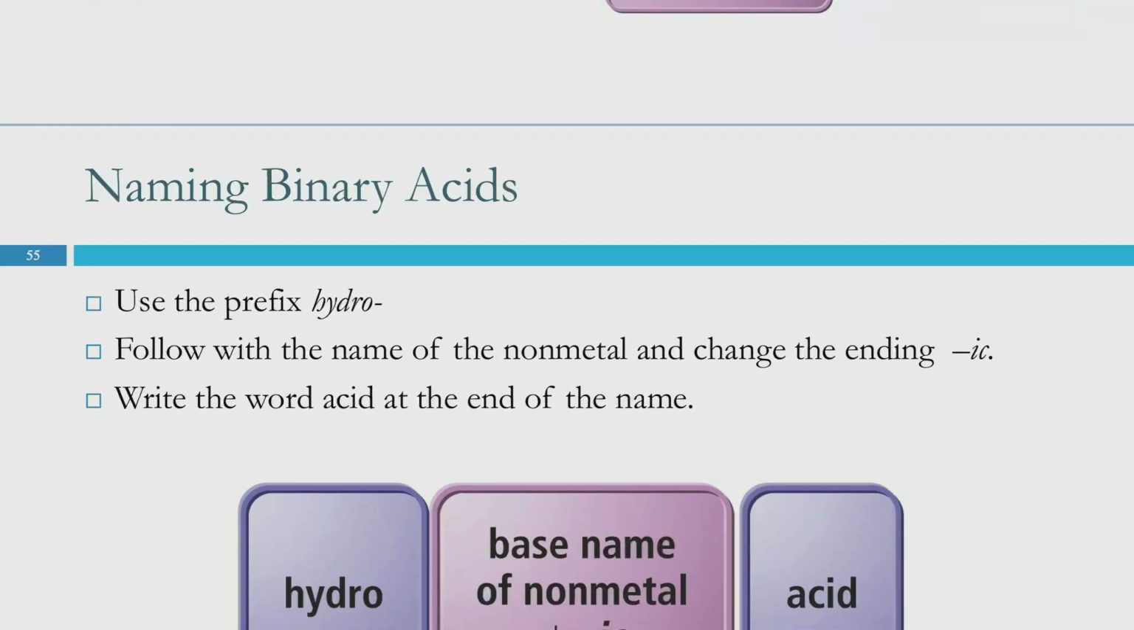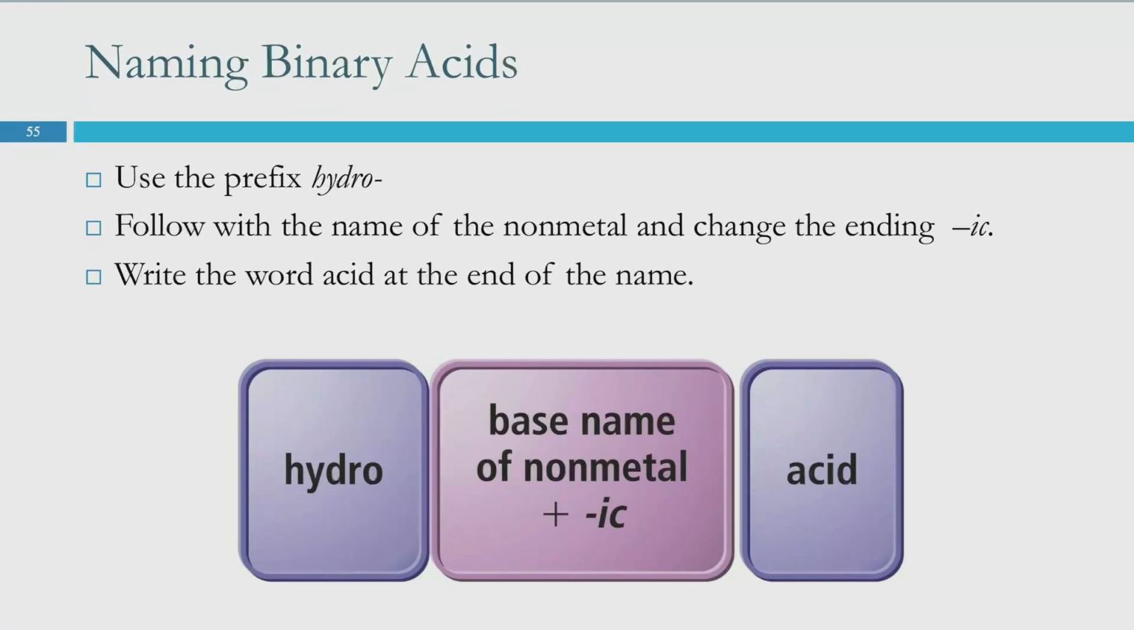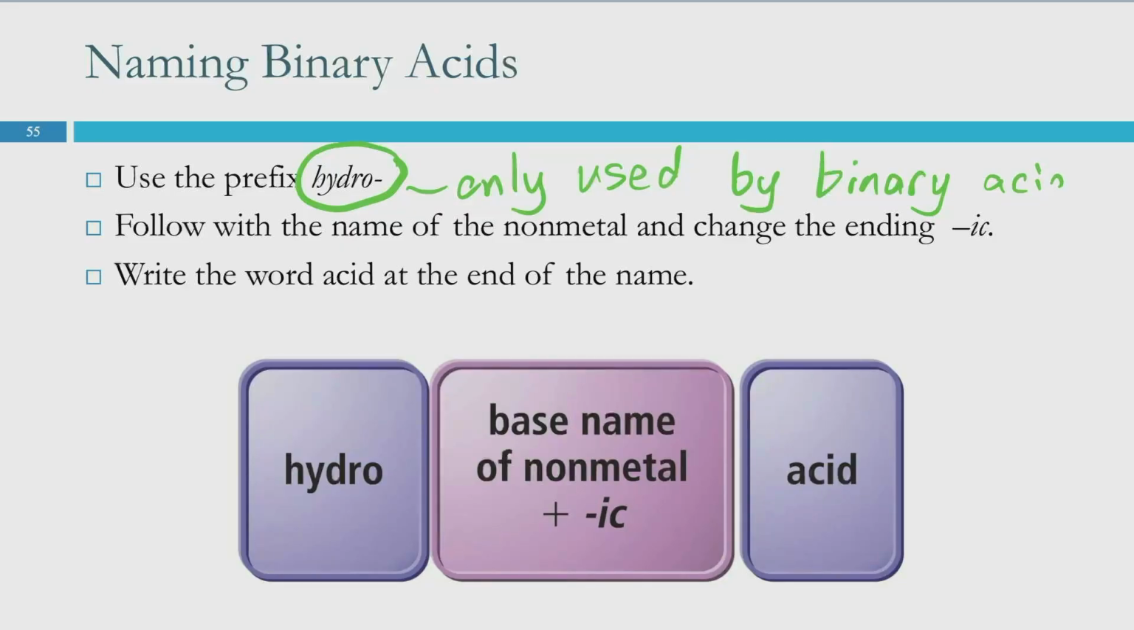The easier of the two, in my opinion, the binary acids. For the binary acids, we use the prefix hydro. Hydro is the unique identifier for a binary acid. So this is our key, our clue. So we're going to start our name off with hydro. We use the base name of our nonmetal, and then we change the ending to ic and add acid. The word acid at the end, this is a dead giveaway that we're working with an acid.